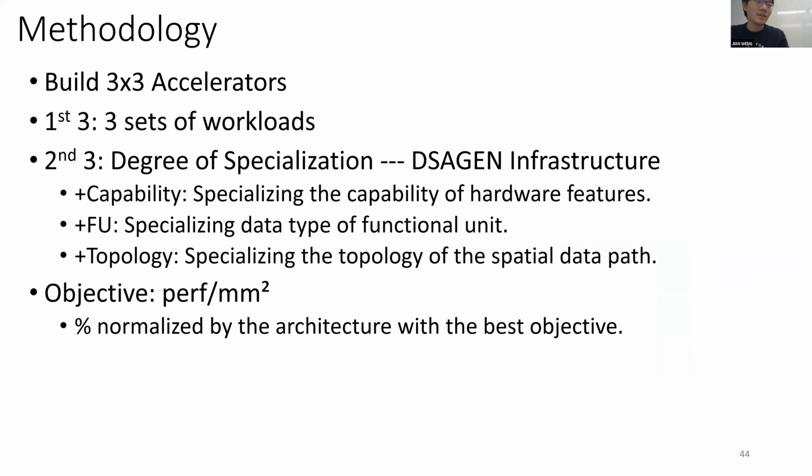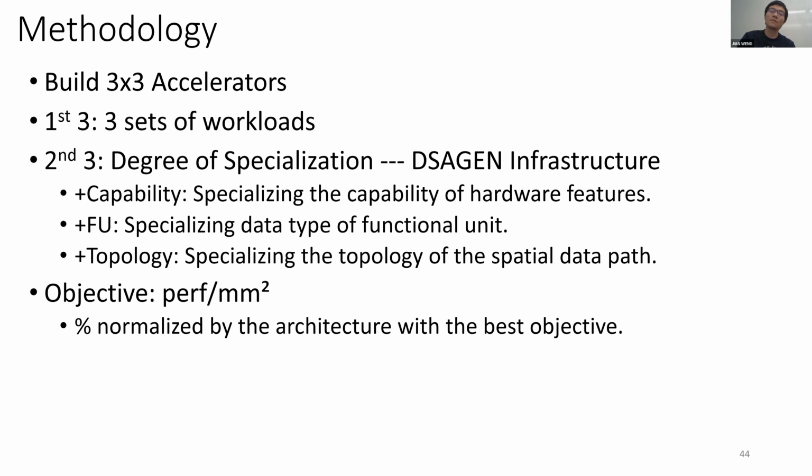So next we study the behavior of different specializations. We have area-normalized performance. In total, we build 3x3, 9 accelerators. The first 3 is the 3 sets of workloads. The second 3 is the degree of specialization. At the very beginning, we just specialize the hardware capability. By capability, we mean, say, this set of workloads are all dense memory access, so we do not give it the sparse memory access generator.